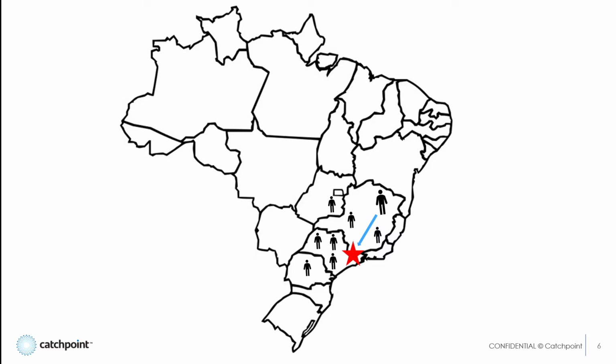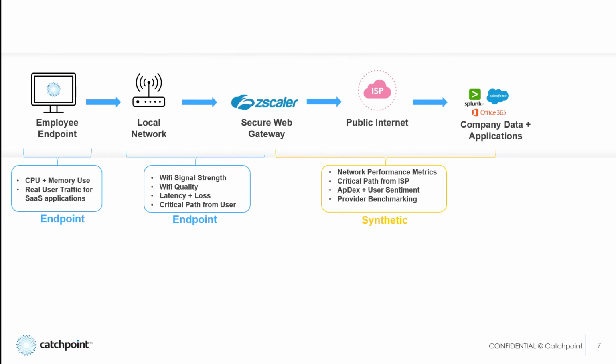How exactly would you know what the issue is if you're on the line with your ISP and they don't report any issues across the parts of the network that they're responsible for? Similarly, if an employee is reporting a network issue after implementing a secure web gateway, how are you going to troubleshoot it if you don't have visibility over the critical path? Well, the answer here lies with endpoint monitoring.